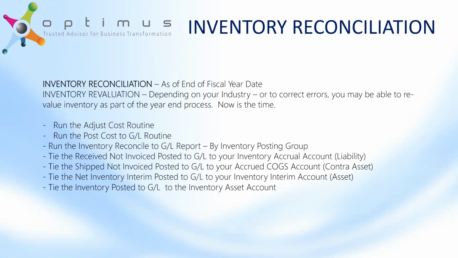Okay, that's a revaluation. Then the idea is that we also need to review some other transactions, like items we have not yet received, right? They will be affecting in the near future, but we consider those as accruals. Also, we have ship not invoiced, all right, posted to GL. So that will be a cost of goods sold contra asset, right? Tie the net inventory interim posted to GL to your inventory interim account asset. Tie the inventory posted to GL to the inventory asset account.